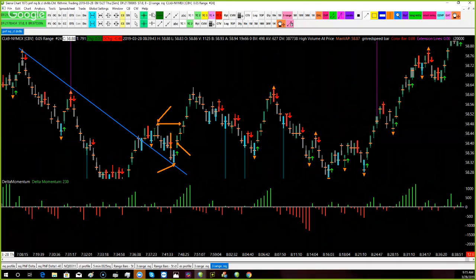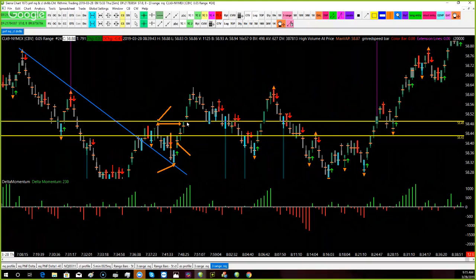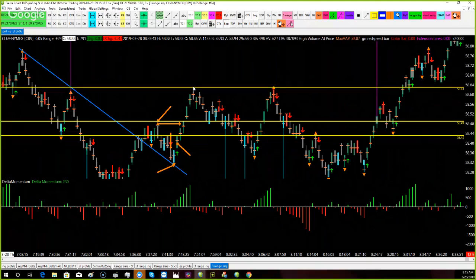So you either entered 58.43 or you entered 58.49. Either way, before reversing, it pushed to 58.63. Now for me, from 43 to 53 is 10 cents, 53 to 63 is 20 cents. That's a good trade for me, right?